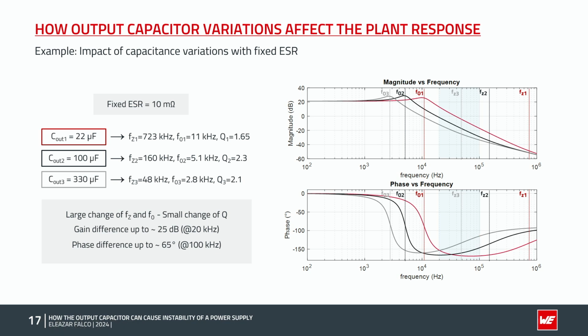We also observe how the gain difference is caused by the shifting in the position of the double pole, while the phase difference is strongly influenced by the changing ESR0 position, while the double pole variation has almost no influence in the phase in this case. So we can see that a moderate change in output capacitance can cause a considerable change in the plant response of the converter around our target crossover frequency.